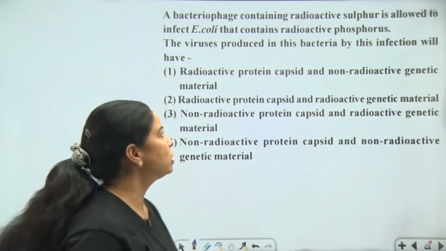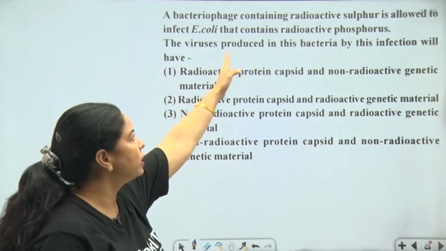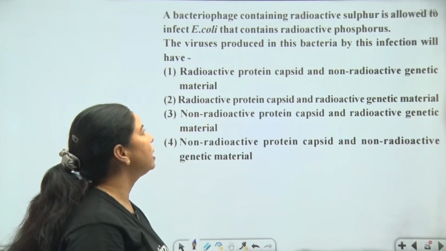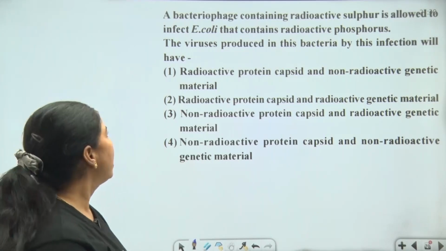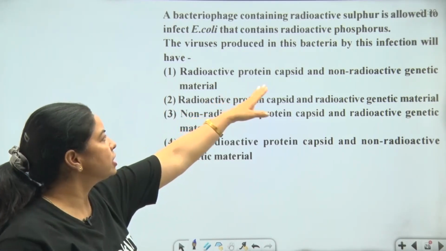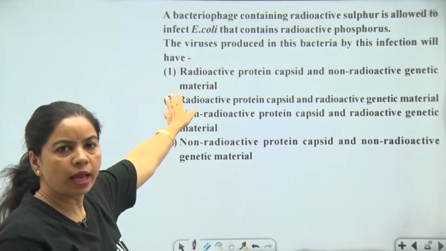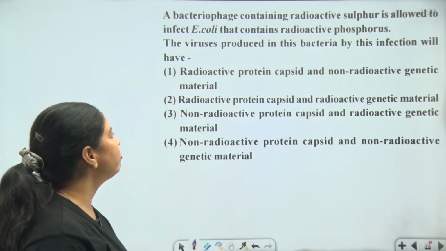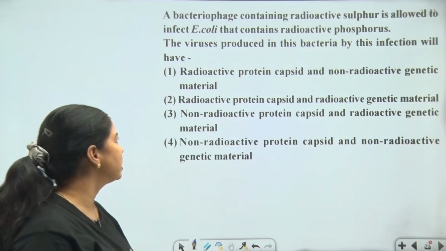Hello children, the question given here is: a bacteriophage containing radioactive sulfur is allowed to infect E. coli that contains radioactive phosphorus, and the viruses produced in this bacteria by this infection will have... And here the statements given are: number 1, radioactive protein capsid and non-radioactive genetic material.